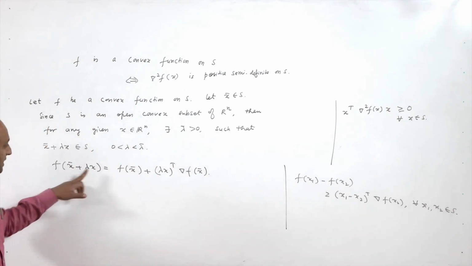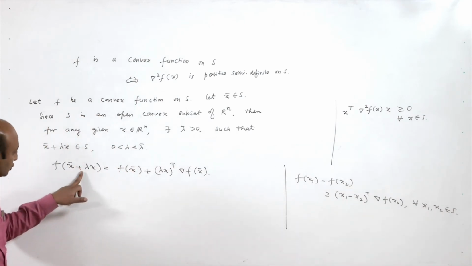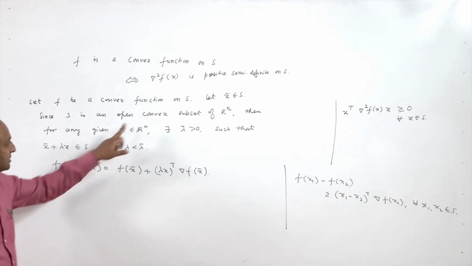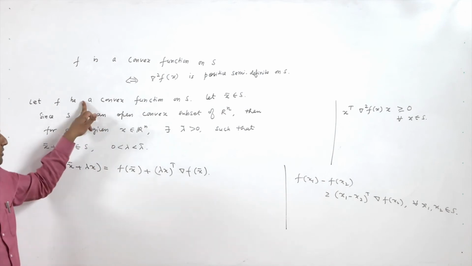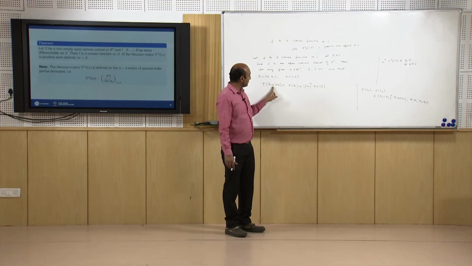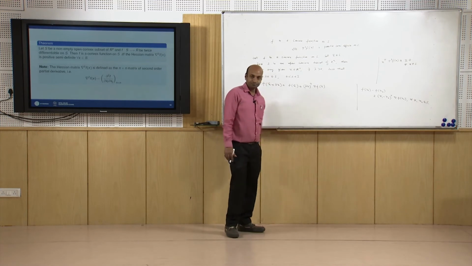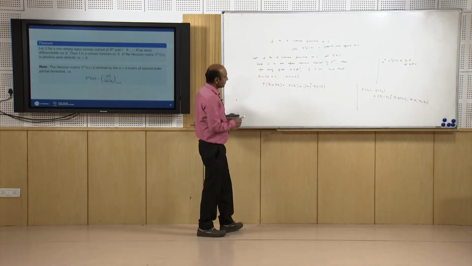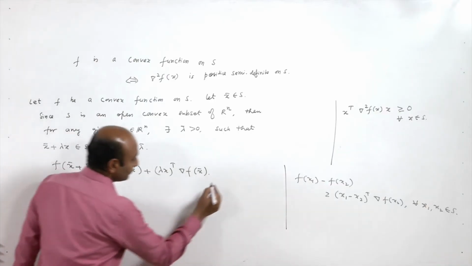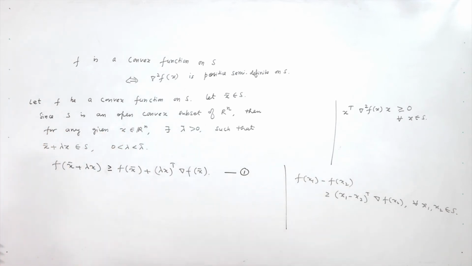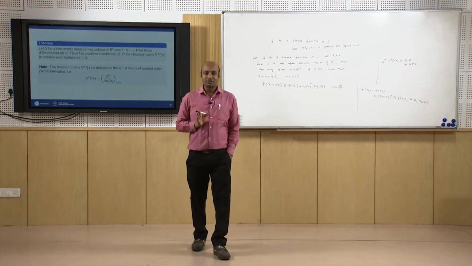Now, suppose this is x1 and this is x2. This belongs to S and this also belongs to S. So, this property will hold here also, because f is a convex function. So, f of x1 is f of x bar plus lambda x, x2 is x bar, and x1 minus x2 is lambda x, times gradient of f x bar. So, it is not equal, this is greater than or equal to, because f is a convex function. Call this expression 1.